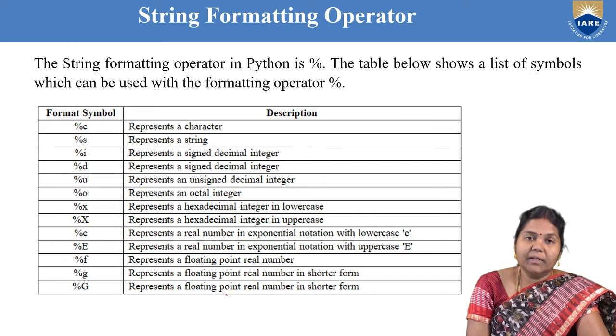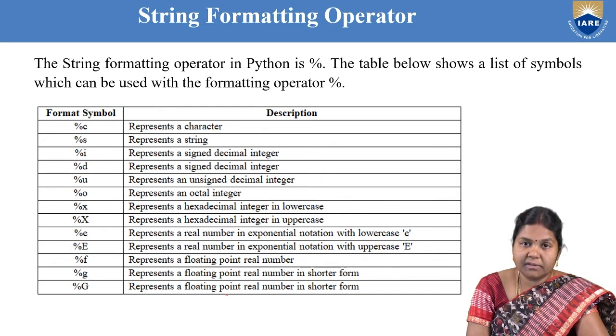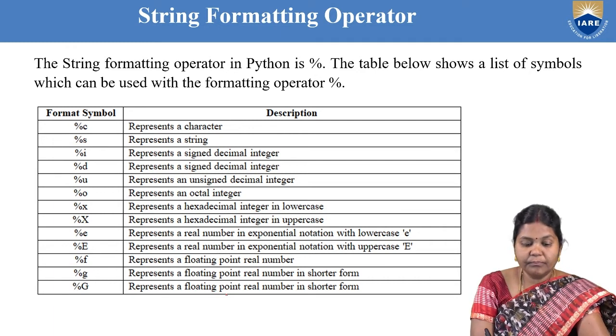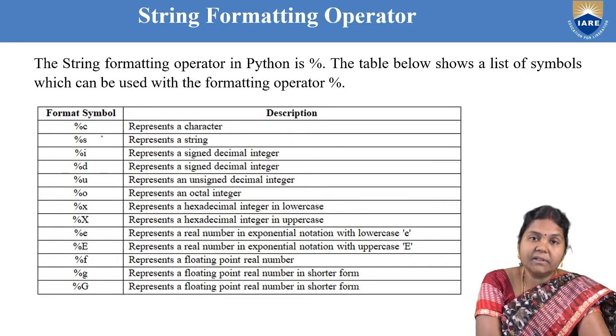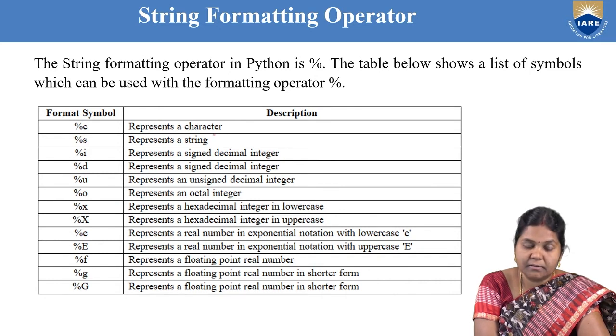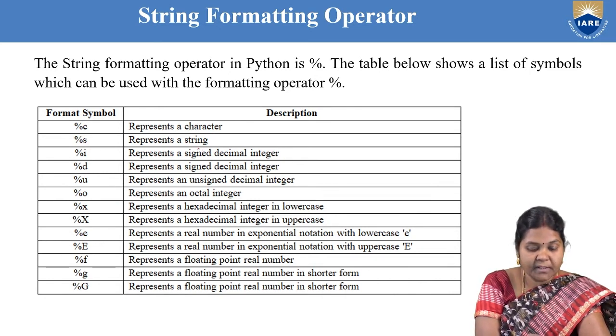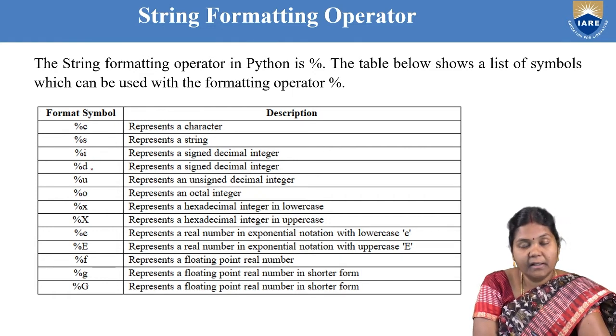Now, whenever you write these strings and want to display them, a number of string formatting operators are used. The string formatting operator in Python is the modulus operator. Using the modulus operator, you can do different kinds of formatting in Python. The table shows the different format symbols we can write in our program. The percent sign is called the format operator. %c represents a character, %s represents a string, and similarly %i and %d represent a signed decimal integer.